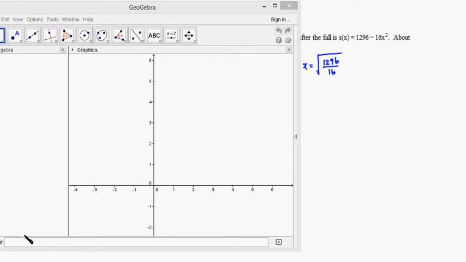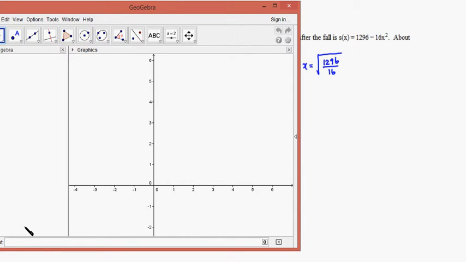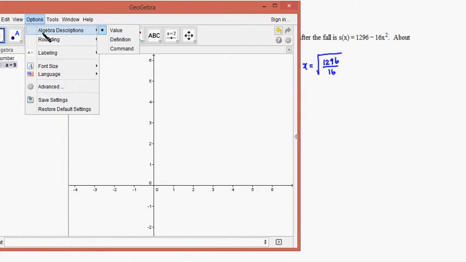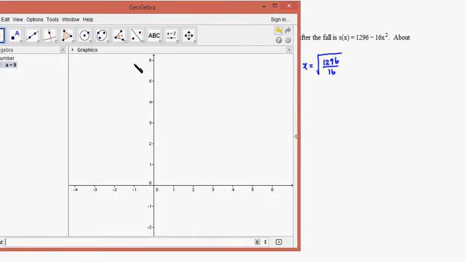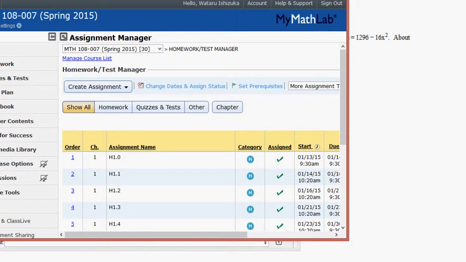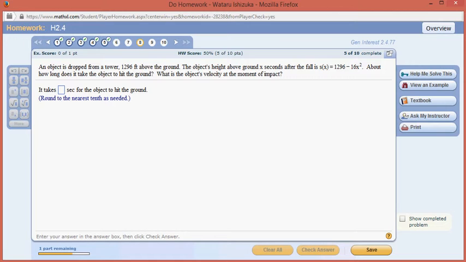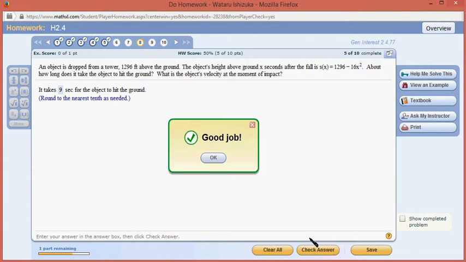So let's compute that. It's the square root of 1296 divided by 16. It's exactly equal to 9. Alright, so let's type it in. Oops, sorry, that's not the right one. So it takes 9 seconds. Right, so check the answer.